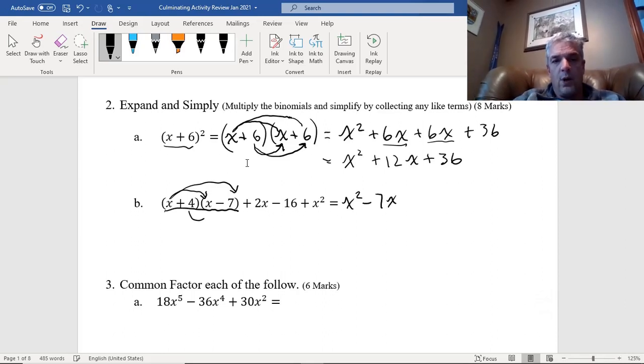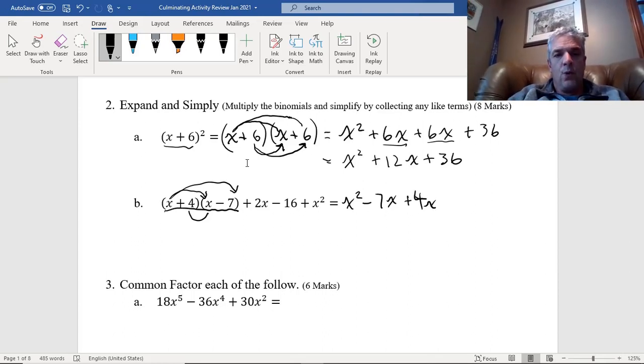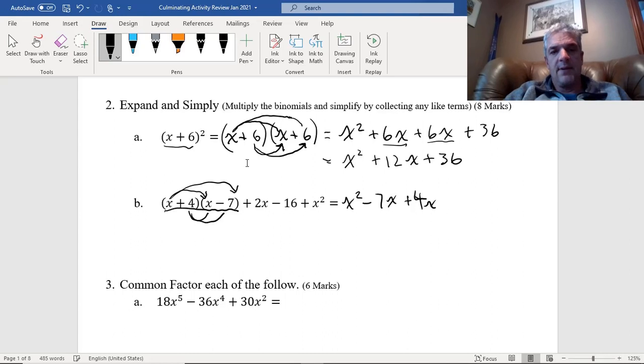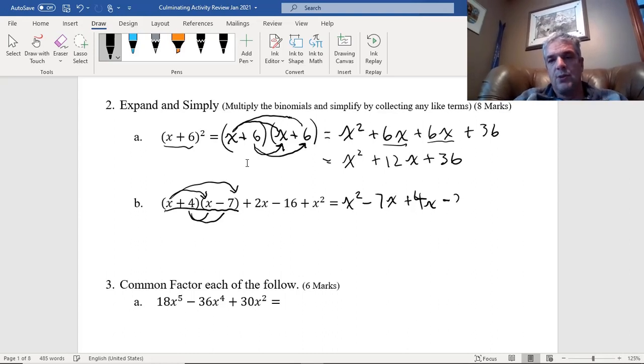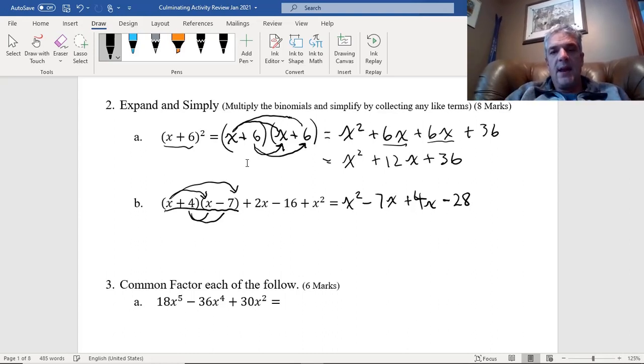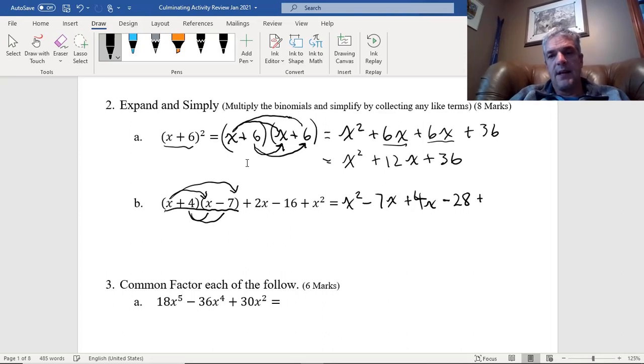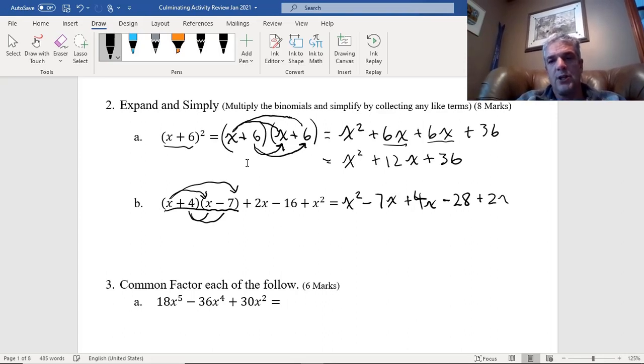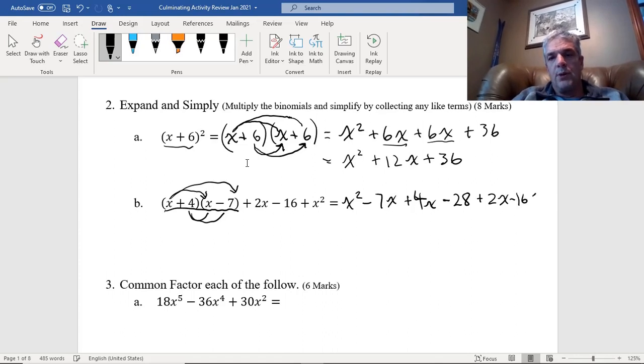And then I go 4 times the x is plus 4x. Okay, and then 4 times the minus 7, which will be minus 28. And then what I do is I simply write out what's left because they're not multiplying by that. They're being added and subtracted. And now what I've done is I've gotten rid of all my multiplication in this. So I can now worry about doing my like terms.